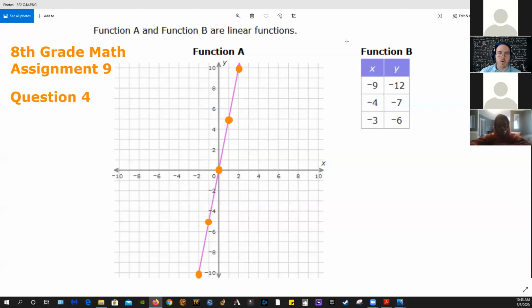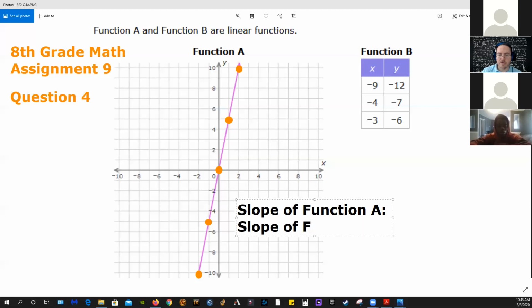Okay, so here we go. So what it says on your end, and this is going to be cluttered for room. It says slope of function A, slope of function B. And I'm going to paraphrase this last part because the screen isn't long enough right now. And then it wants the greatest slope.